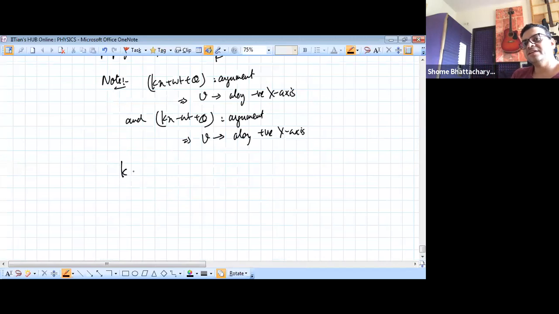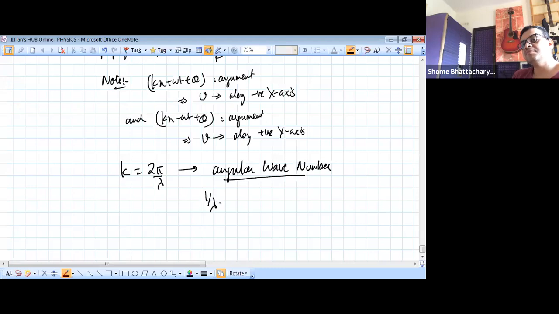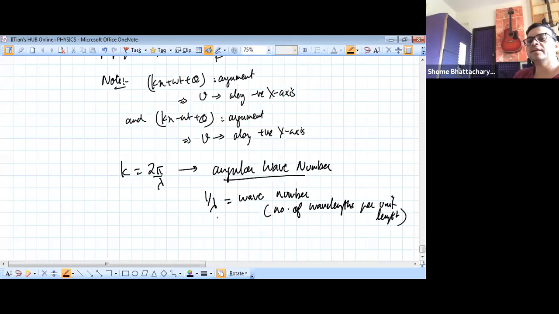Also the quantity k being 2 pi by lambda, for this kind of wave, it is called the angular wave number. Because 1 by lambda is wave number. So we can think of it as number of wavelengths per unit length. For example, if I take lambda as 20 centimeters, so 1 by lambda is 1 meter divided by 20, so it's 5. So it's that wave number, the number of wavelengths that fit in 1 meter.